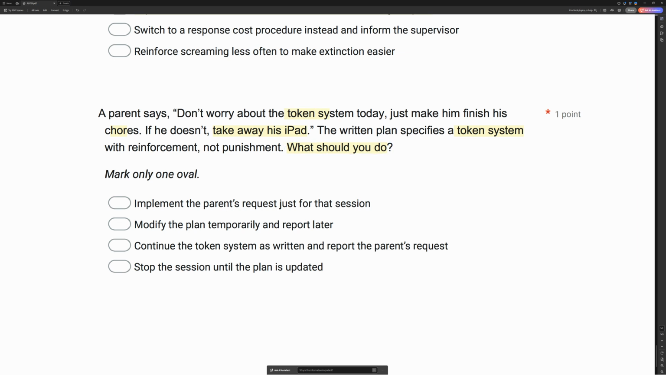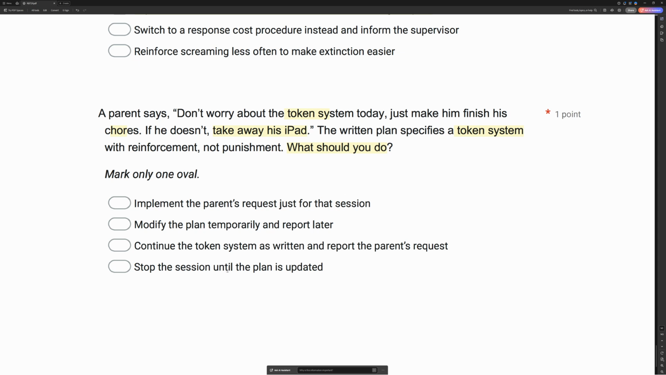B, modify the plan temporarily and report later. Don't ever modify the plan without asking first. C, continue the token system as written and report the parent's request. Yes, we have to continue what is written in that plan. If the parent continues, you need to tell them you must follow the plan, and they can contact the supervising BCBA if they would like.